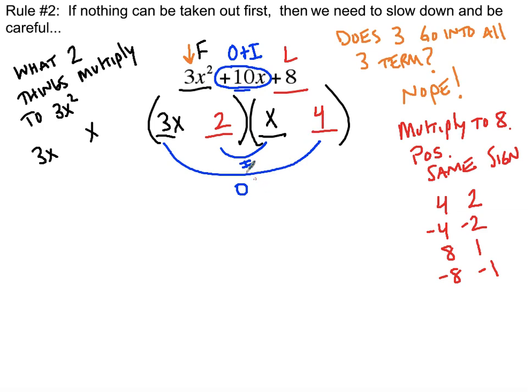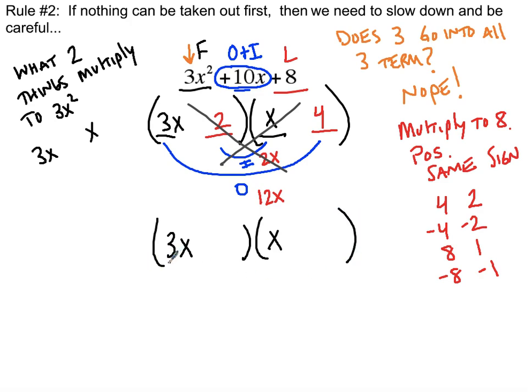I'll show you. If you look at your outside 2, that's going to make a 12x. 3x times 4 is 12x. My inside 2, and I need to see, do those add up to 10x? And no, they don't. 12x plus 2x is 14x. So that's not going to work. That option is no good. So let's try something else.